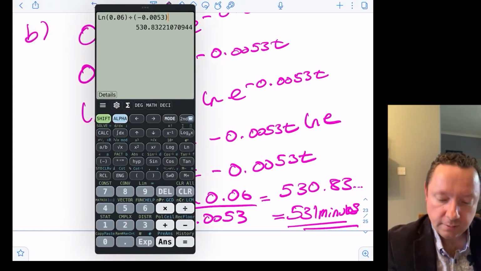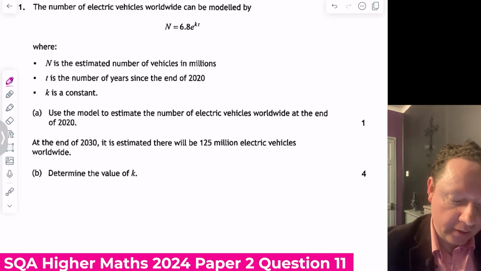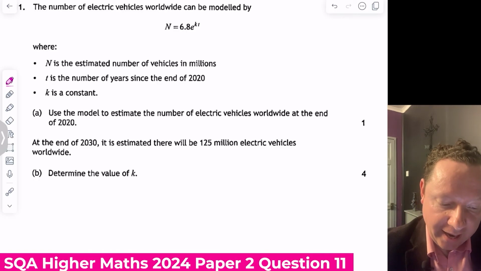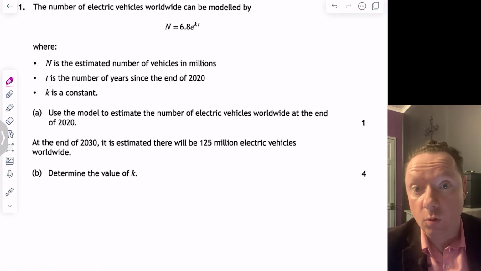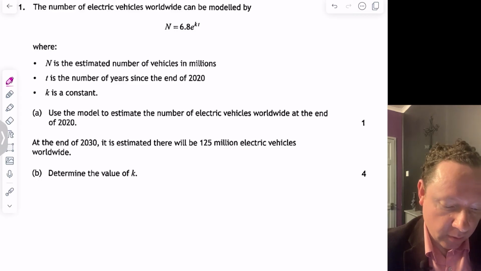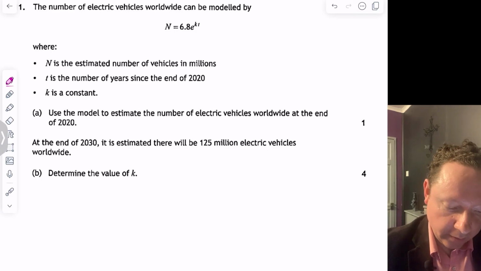Minutes should be fine. SQA Higher Maths 2024 Paper 2 Question 11. The number of electric vehicles worldwide can be modelled by N equals 6.8 e to the kt, where N is the estimated number of vehicles in millions. Watch out for that word. t is the number of years since the end of 2020, and k is a constant. Use the model to estimate the number of vehicles worldwide at the end of 2020.